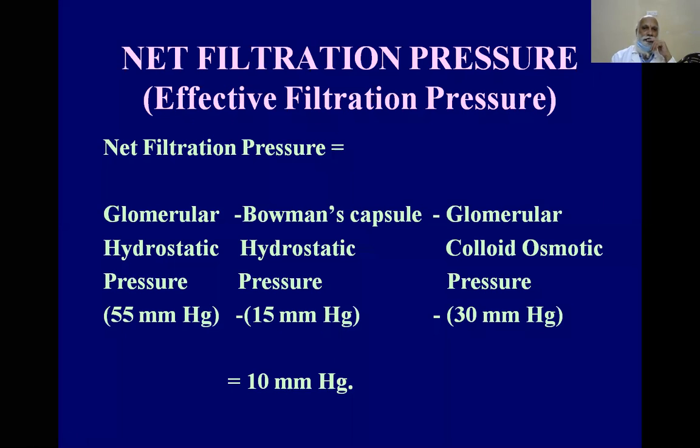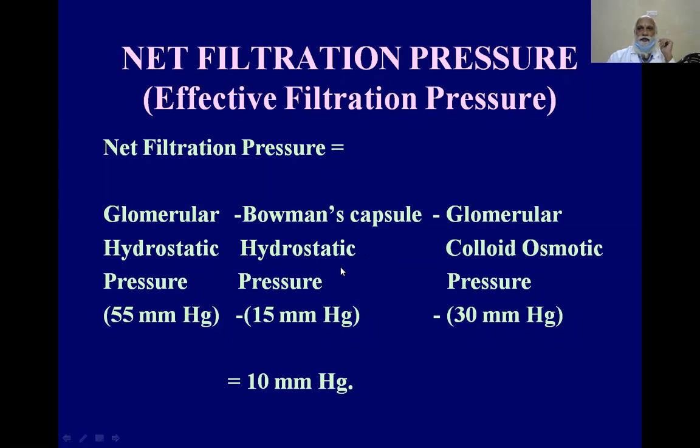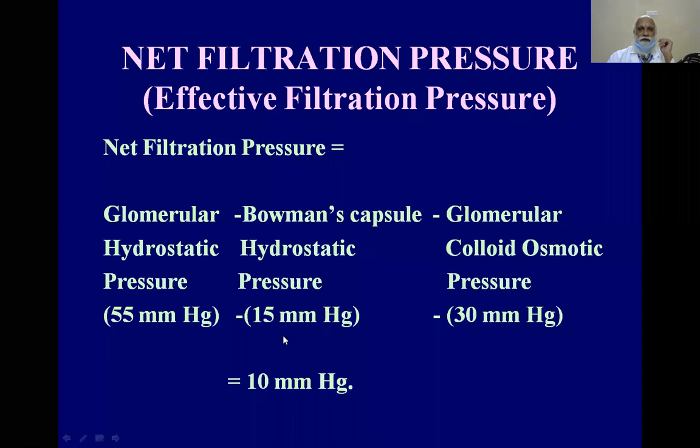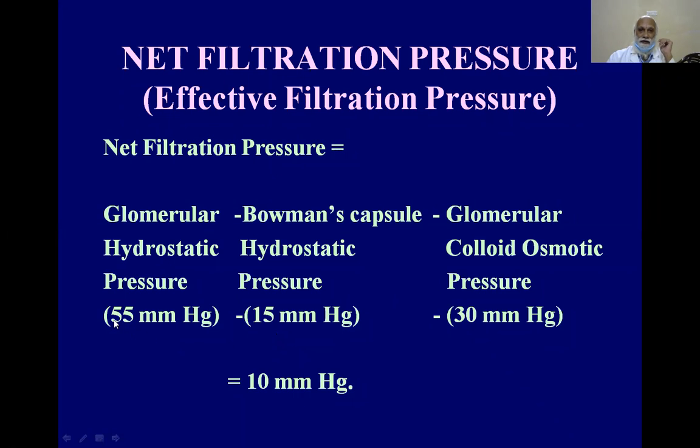Okay. Then in the Bowman's capsule, it is less. It is only about 15 millimeters of mercury. So as we said, this is opposing and this is driving, because they are acting in opposing directions. Now this 55 minus 15, that is about 40 millimeters of mercury, is the pressure that drives the filtrate from this side to this side.